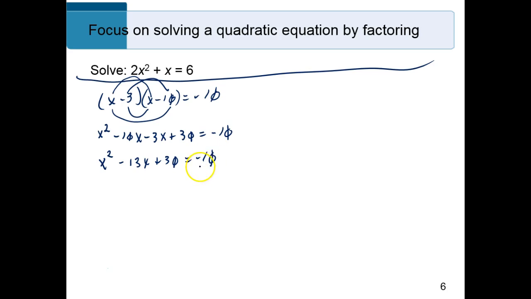Now what? Add 10 to both sides. And that gives us x squared minus 13x plus 40 equals 0. Now what? Unfoil it. We just foiled it to get here, now we unfoil it. Now, how do you want to do this one? Help me out.